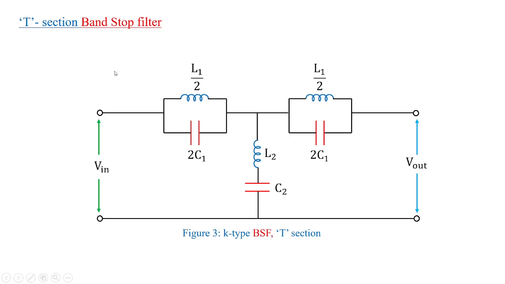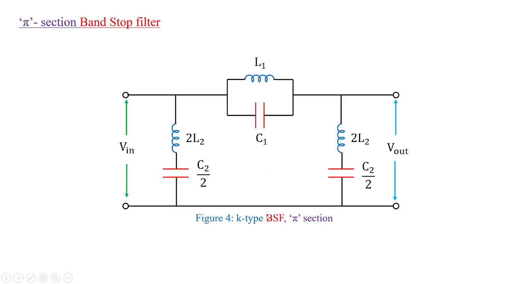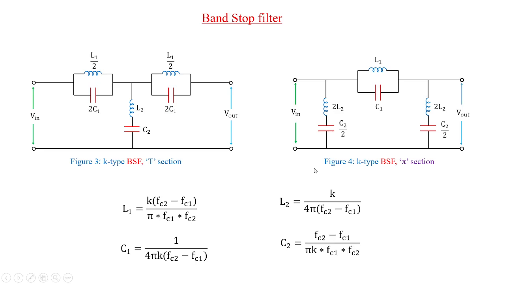So for that T-section band stop filter, we have L1 by 2 in parallel with 2C1 and L1 by 2 with 2C1 in series combination, separated by L2 in series with C2. Whereas in pi section, you have L1 C1 in parallel, which is again bisected by 2L2 and C2 by 2 on either side. So this is the design of the band stop filter.